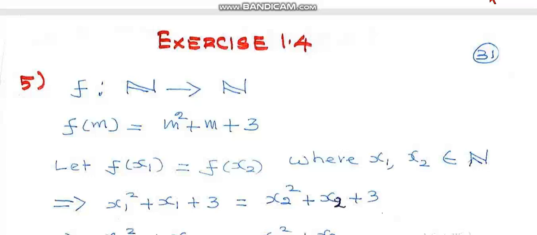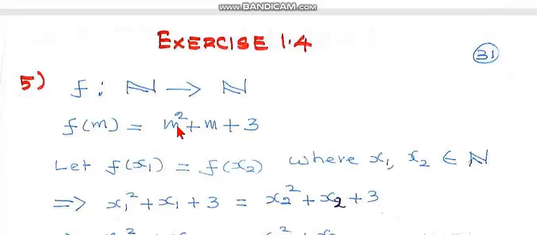Exercise 1.4, question number 5. f is a function from the set of natural numbers to natural numbers defined by f of m equal to m square plus m plus 3. Now we take two natural numbers x1 and x2, that is x1, x2 belong to the set of natural numbers. Assume f of x1 equal to f of x2.